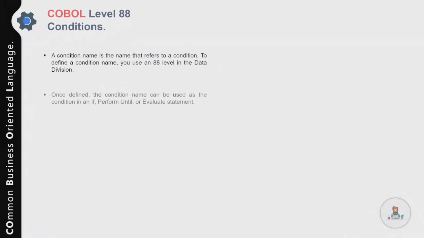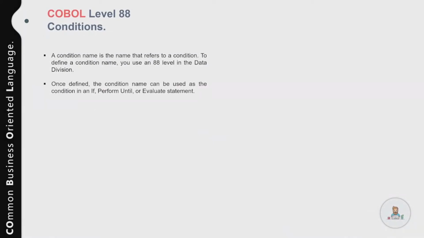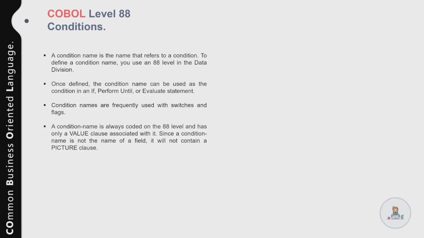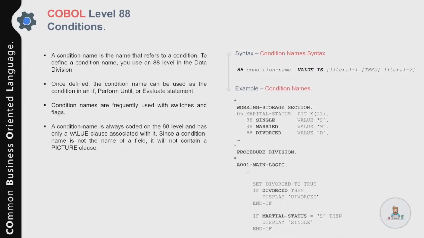Now let's talk about level 88 conditions and how you can use them in your COBOL program. A condition name is the name that refers to a condition. To define a condition, you use a level 88 in the data division. After defining the condition name, it can be used as the condition in an if, perform until, or evaluate statement. Condition names are frequently used with switches and flags. Apart from that, a condition name is always coded on level 88 and has only a value clause associated with it. Since a condition name is not the name of a field, it will not contain a picture clause.